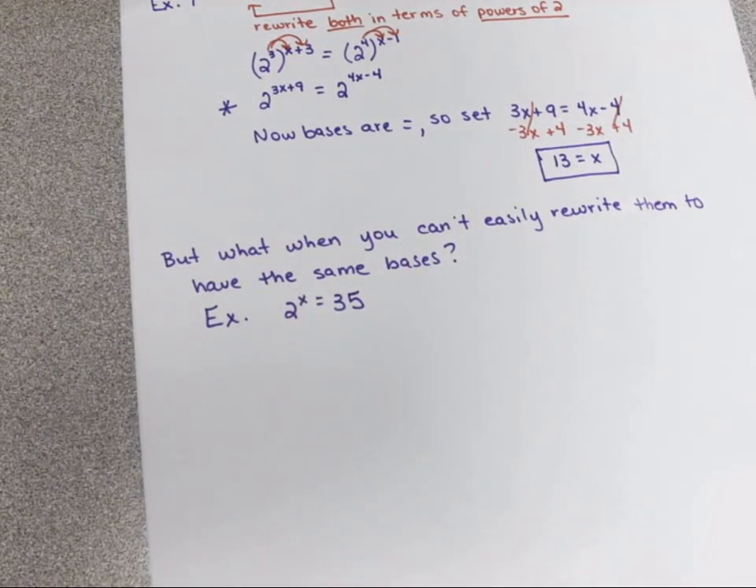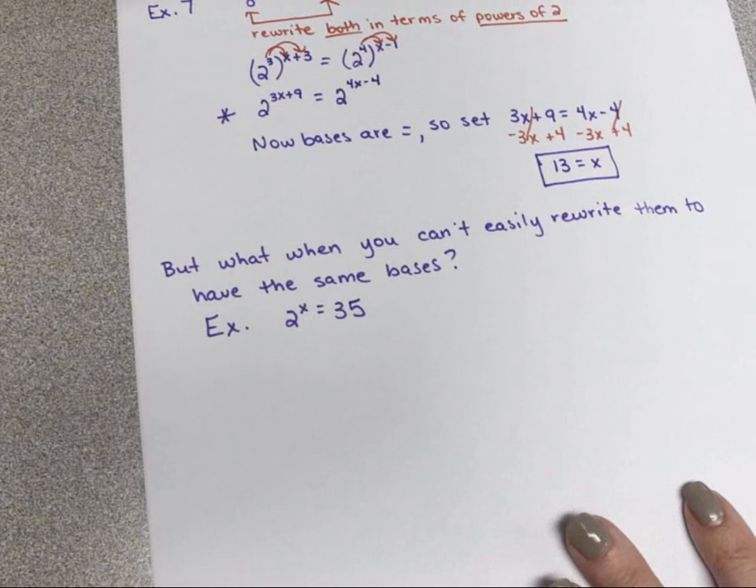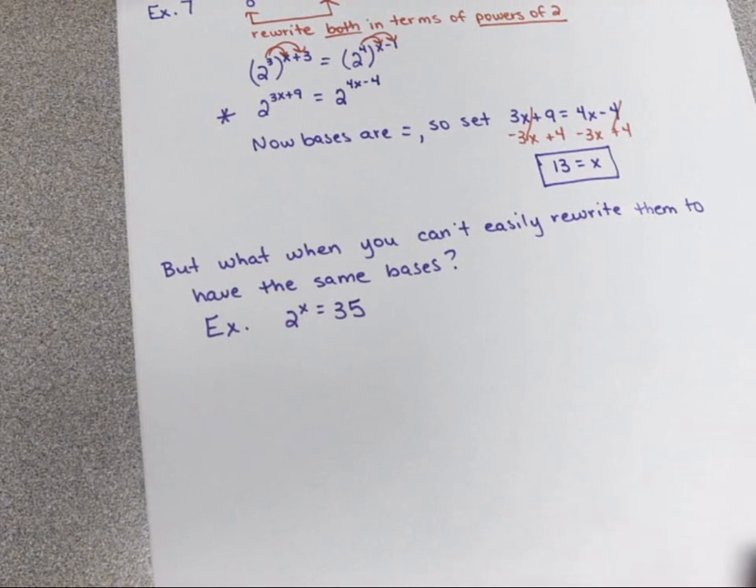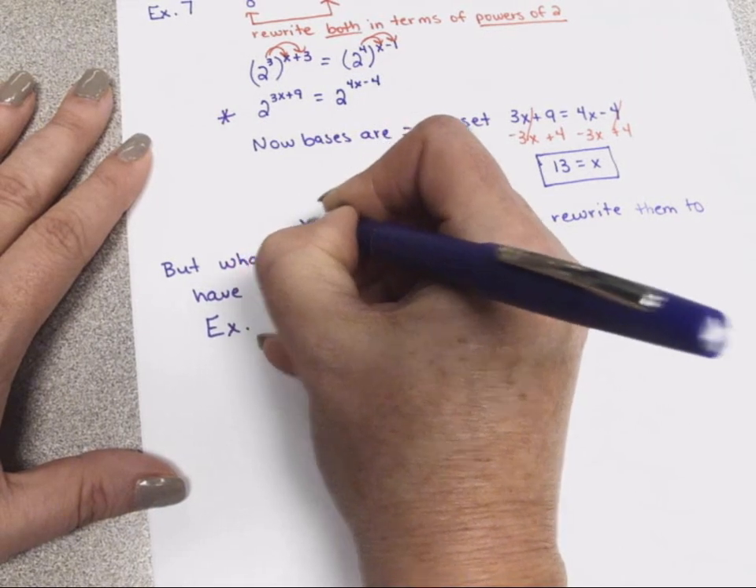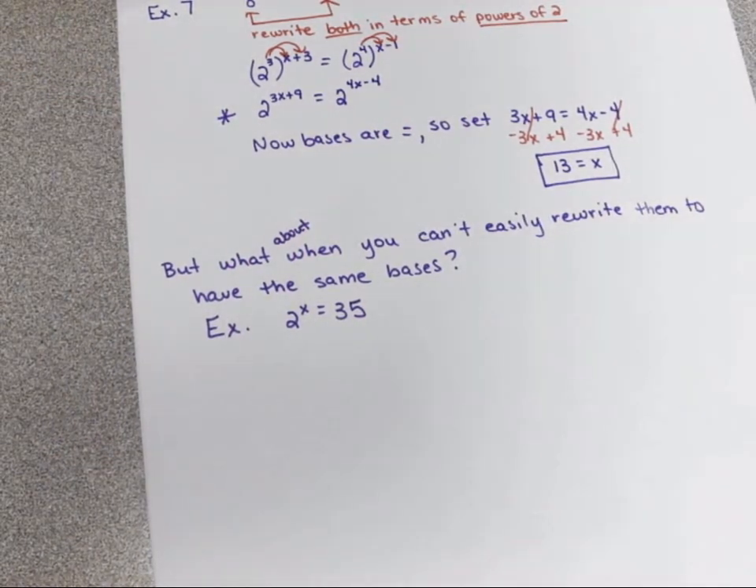You might want to add a "but" between "what" and "when" for the people who are watching the video. But what about is what I meant to say there. What about when you can't?